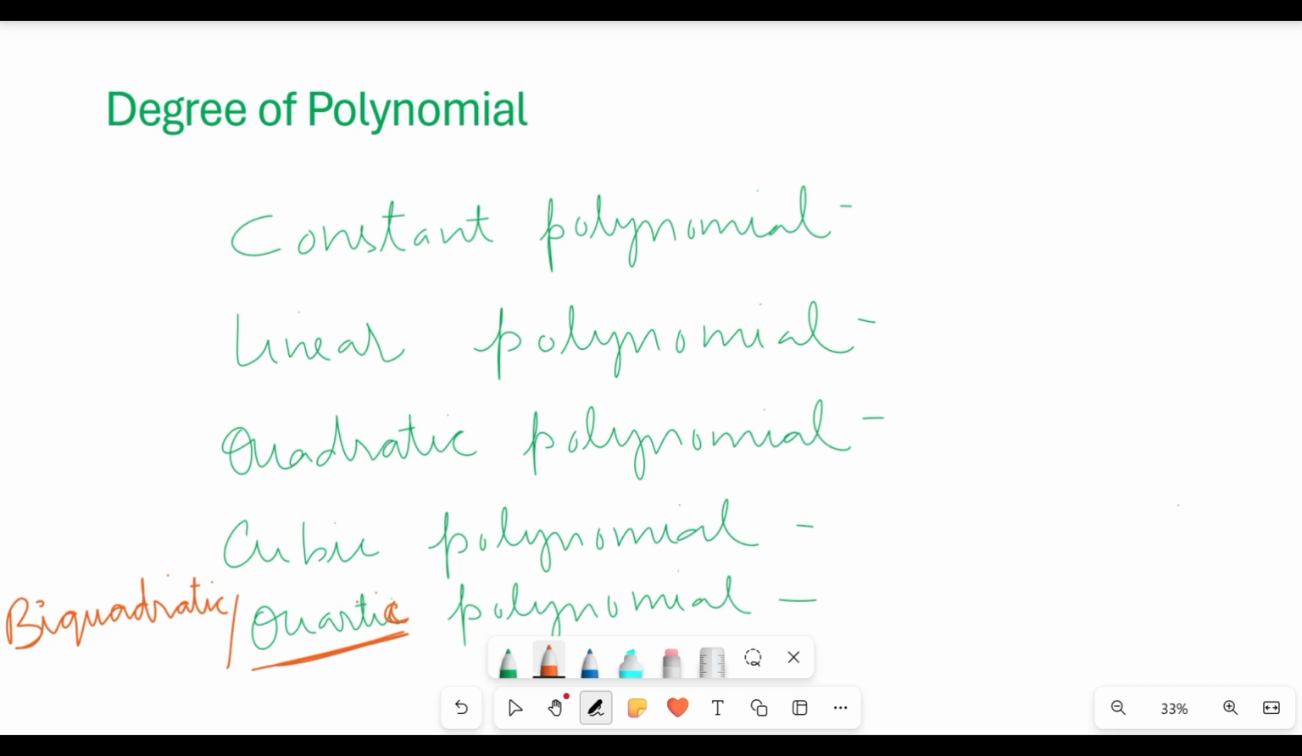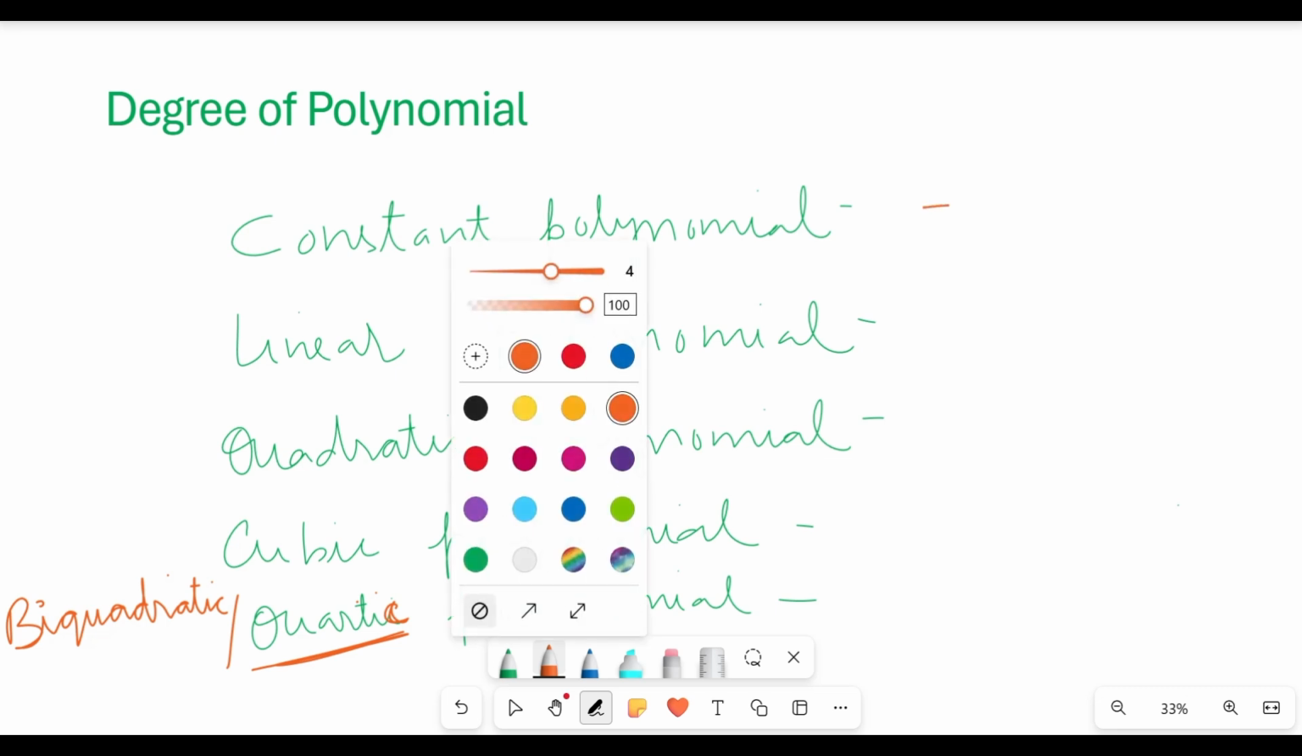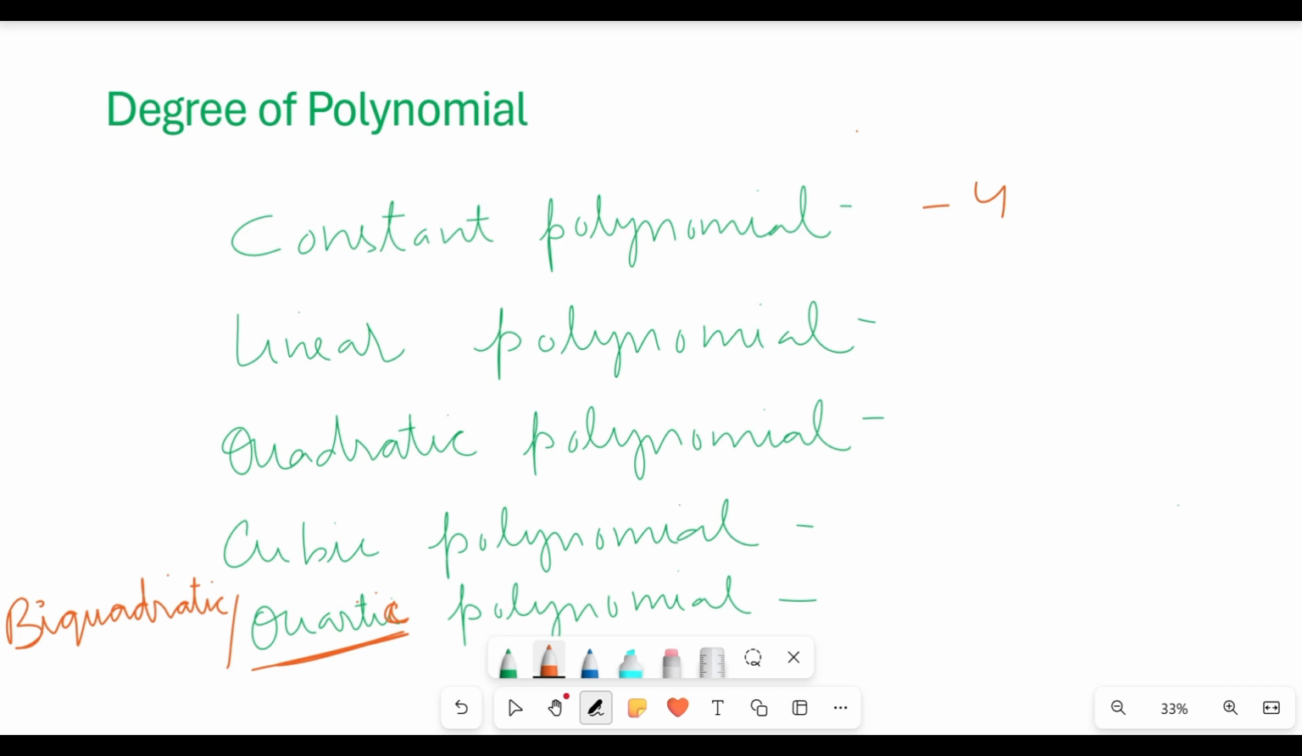Now the degree of a constant polynomial, as I just discussed, like minus 4, is nothing but 0, as x is to the power 0. This is a linear polynomial. Linear polynomial means the highest degree will be 1. So I can have one constant which is the degree 0 term and one x term. So a linear polynomial can have only 2 terms. Same way a quadratic can have only 3 terms.